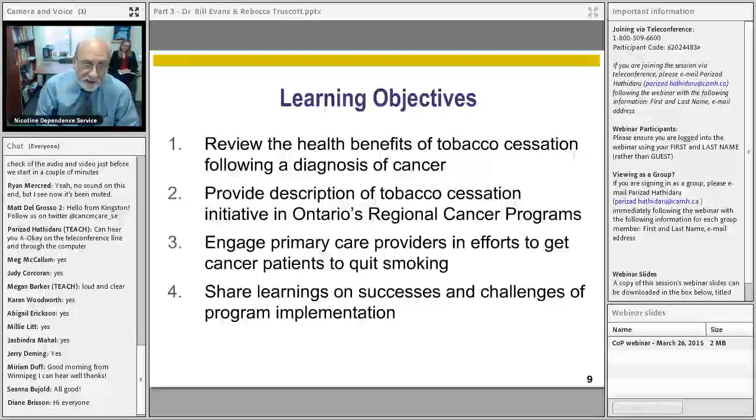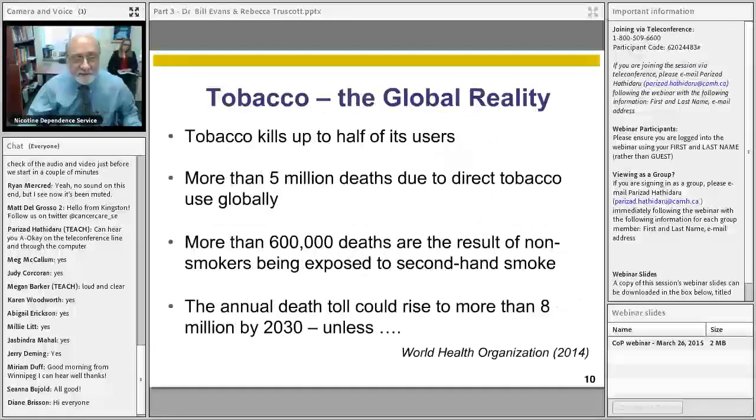We're going to describe the tobacco cessation initiative that we've launched in Ontario through Cancer Care Ontario's regional cancer programs. And we hope for those of you who are primary care providers that we will also impress you that it's important to get your cancer patients to quit smoking, because of the benefits that you will see demonstrated during the course of this presentation. And finally, we'll share some of the successes that we've had and the challenges we continue to face in implementing a program of this nature.